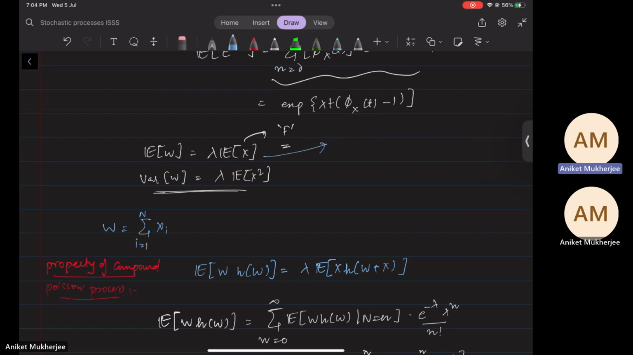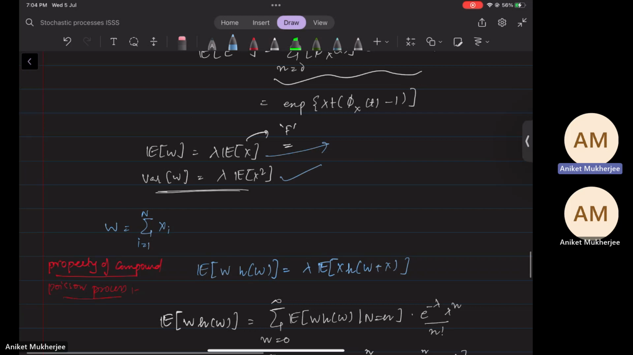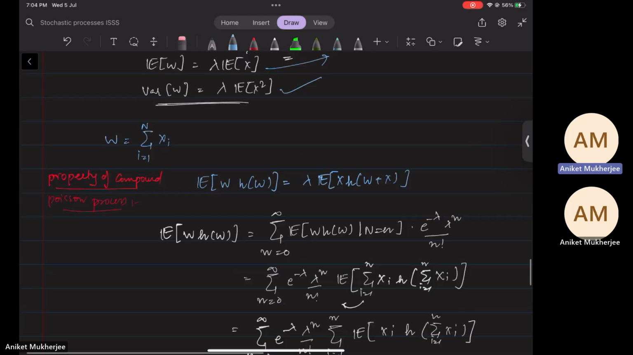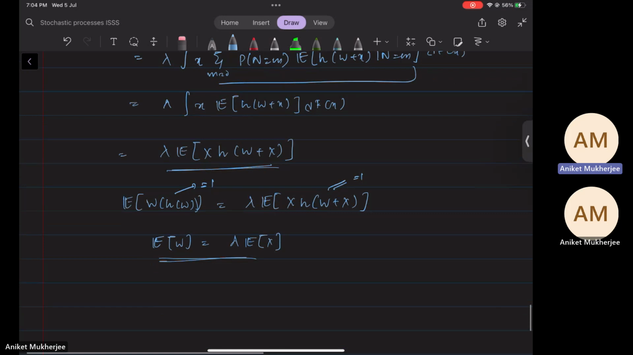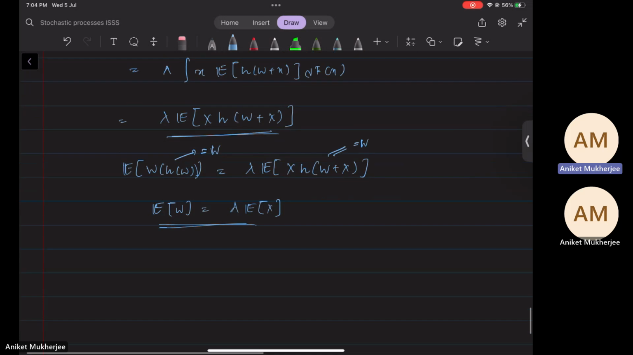Similarly, you can calculate expectation of w square, and then you can find the variance, which you'll get as lambda into expectation of x squared. To find expectation of w square, you need to put h of w equal to w, so the identity function. Then this will also be w. Then you have expectation of w square is equal to lambda into expectation of x into w, and then you try to come up with.